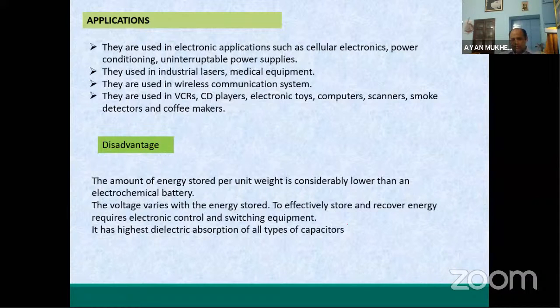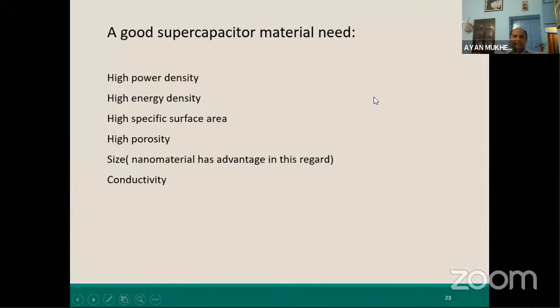So we need a stable voltage supply for application of supercapacitors in different devices. Now we'll see how a good supercapacitor material needs high power density, high energy density, high specific surface area, high porosity. That means the gaps should be of a good extent and size. Nanomaterials are very advantageous for this, because if we decrease the size of a material, the surface to volume ratio increases, which gives us high specific surface area.